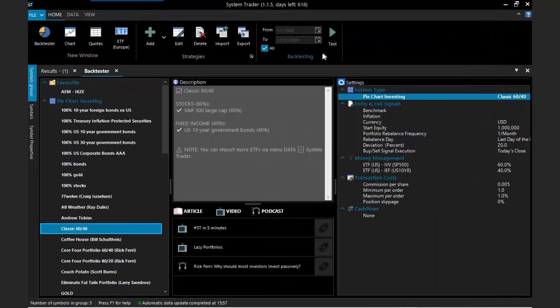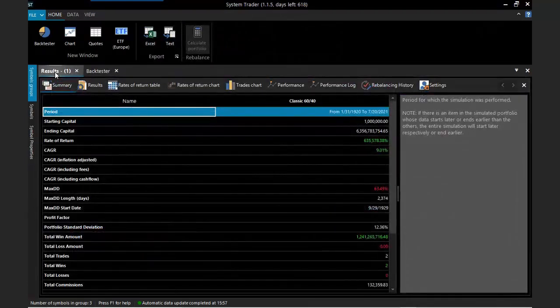As an example, if you press all here and test, I already did it to save some time, we can see that our classic 60-40 portfolio could be tested from 1920 to the last session day in 2021, because for the last years we were using ETF data, but obviously in 1920 no ETF was available at the time, therefore we were able to use our built-in data.